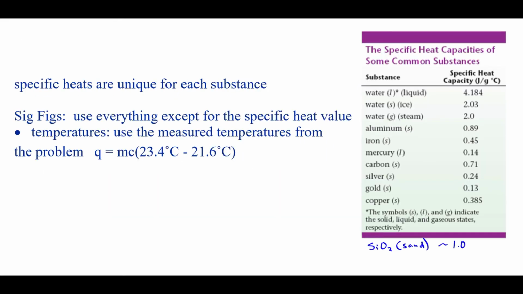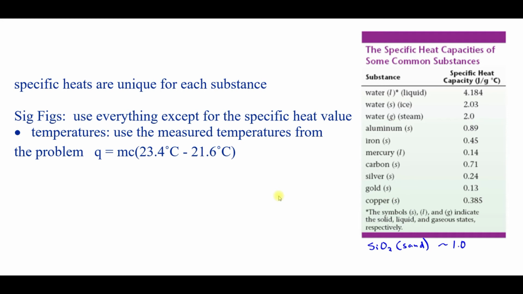Specific heats are unique for each substance. That means we can identify a substance based on its specific heat. If you look, water has a 4.184 joules per grams degrees Celsius. That may look familiar to you because that's how we converted from joules to calories. And there's a whole list of them here, and I've added sand or silicon dioxide. It's approximately 1, so about 1/4 of what water is.